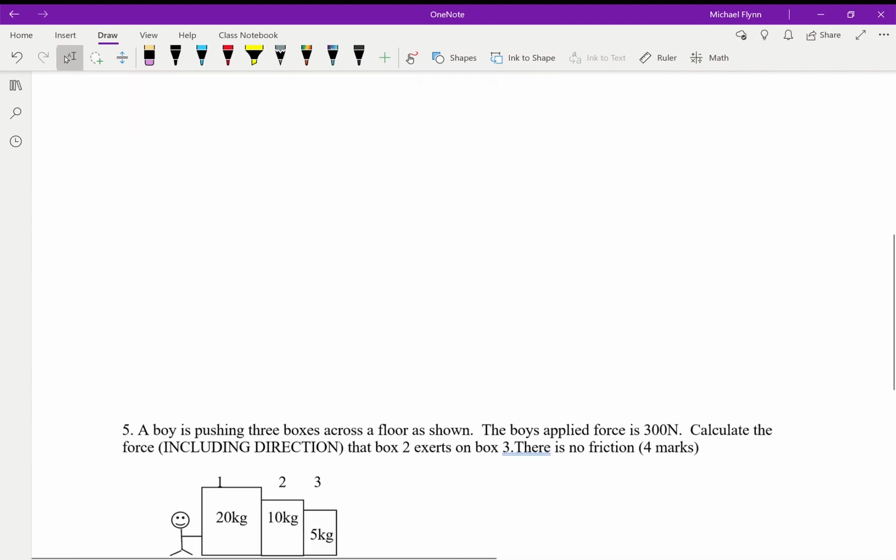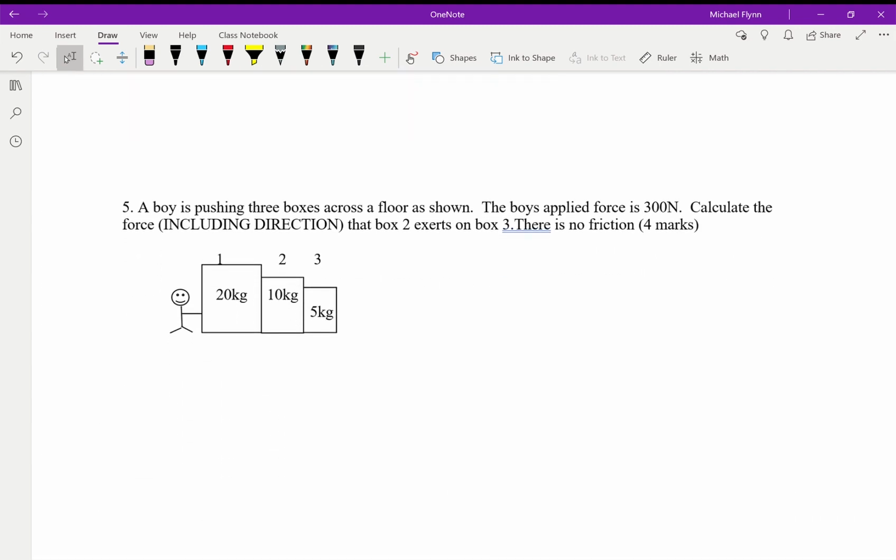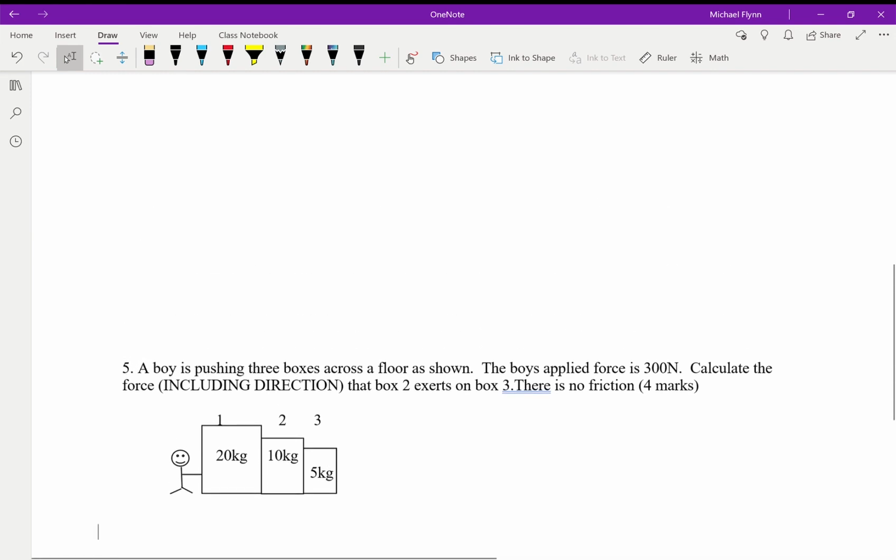This one is from an old quiz, I think from last semester. A boy is pushing 3 boxes across the floor. And then it says, what is the force that box 2 exerts on box 3?